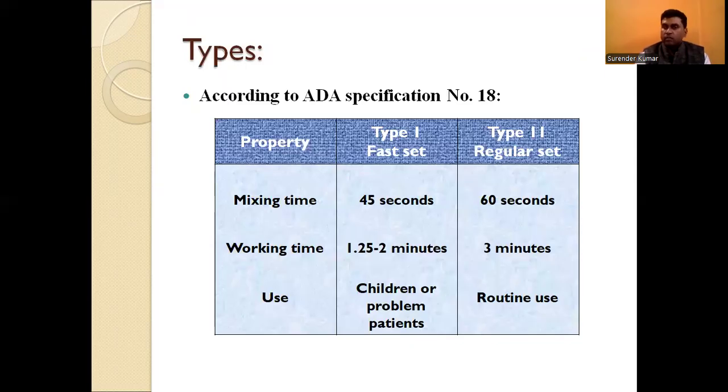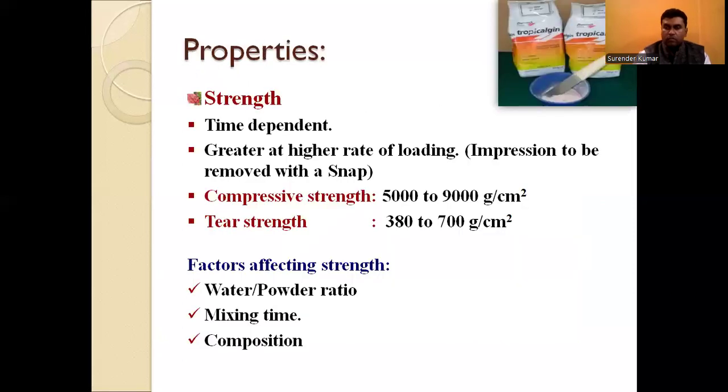The types: there are two types. Type 1 is fast set, type 2 is regular set. The mixing time for type 1 is 45 seconds, type 2 is 60 seconds, working time 1.25 minutes, whereas 3 minutes is for type 2. Uses: type 1 is normally used in children or problematic patients who cannot open their mouth for a longer time, whereas type 2 is normally used in a regular setup.